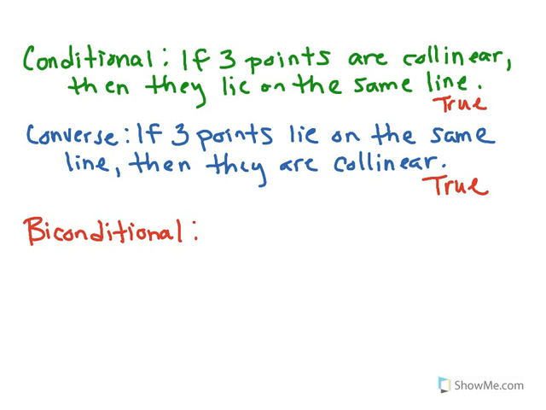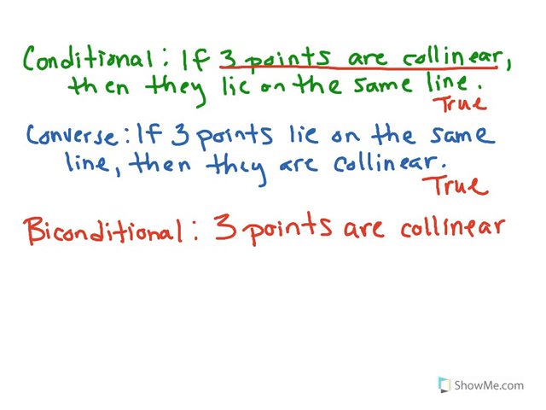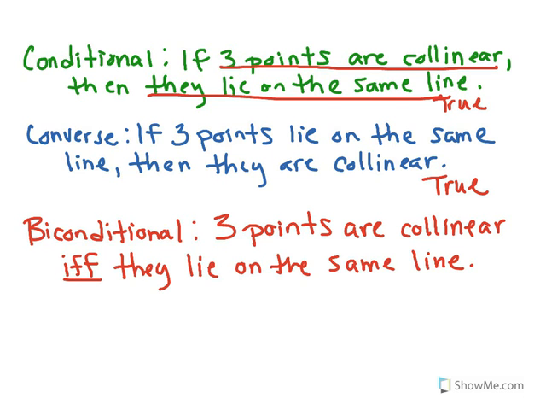If you'd like to try to do this on your own, go ahead and pause the video right now, and then when you're ready, press play. If you're still unsure, let's find the hypothesis of the original conditional statement, and that would be right here. 3 points are collinear. So that's going to be the first part of my biconditional statement. Alright, there we go. 3 points are collinear. Now we need the if and only if part. And then the last part that we're going to write is the conclusion of the conditional statement: they lie on the same line.